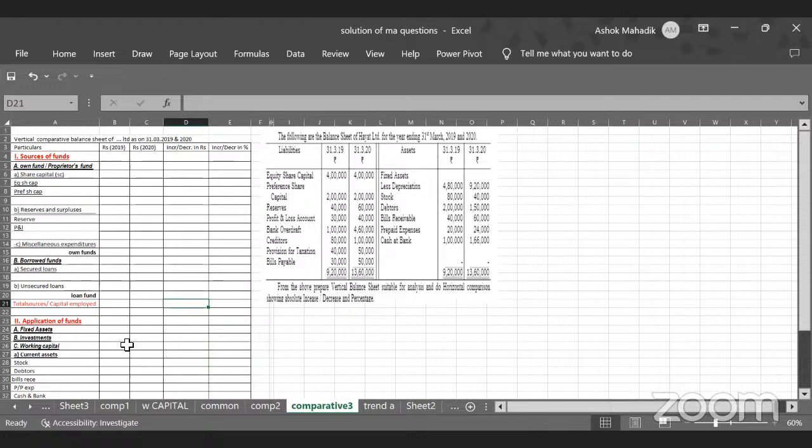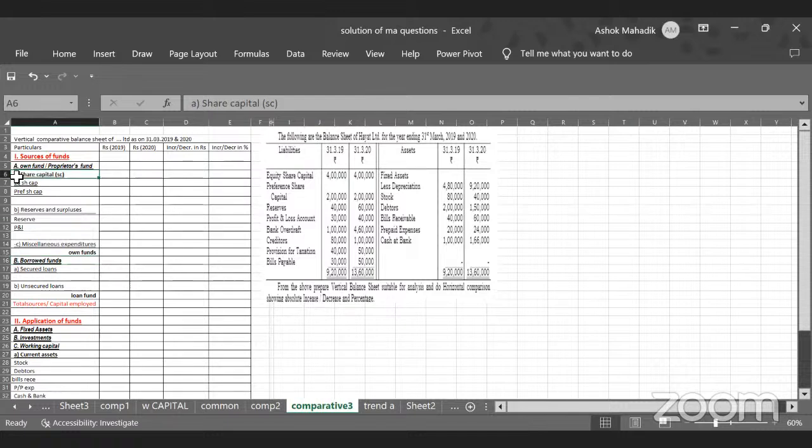Sources means from where you raise your funds, and application means where you applied your funds, where you invested your funds. Clear? So under sources we have 2 subheads. One is own fund and second is borrowed fund. So give capital letter A to own fund and capital letter B to borrowed fund. Clear? So under own fund, what will you take? You will take the owner's fund, that is share capital.